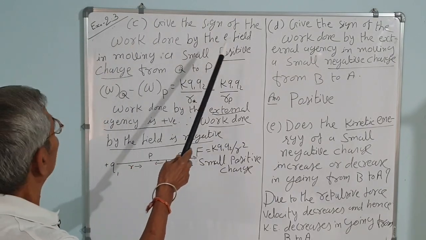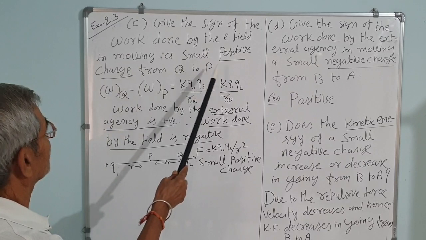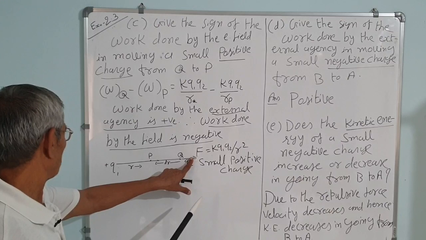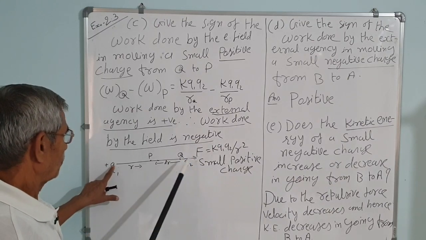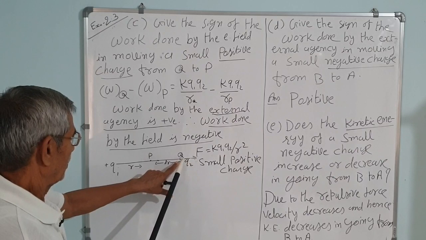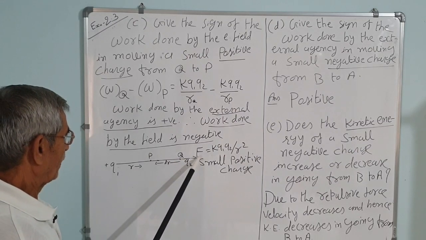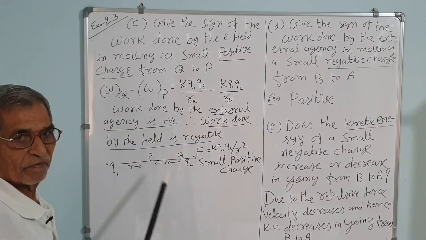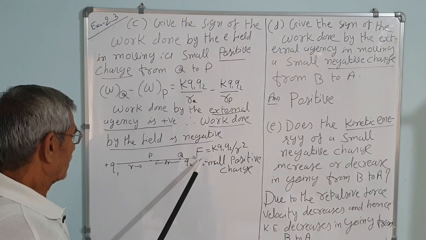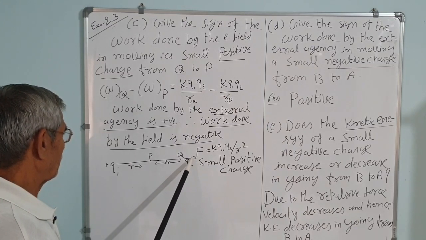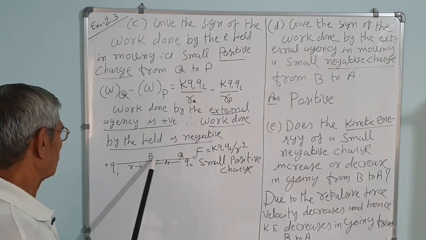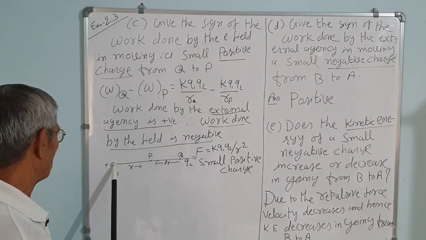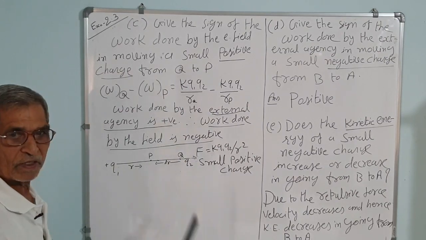Next question, give the sign of the work done by the electric field in moving a small positive charge from Q to P. You know, small positive charge, suppose Q2 is positive, Q1 is already positive, so there will be a repulsive force F in this as shown in the direction. So we will have to do the work against the repulsive force, that is of the electric field, that is negative. Work done is negative. And if we bring it slowly from Q to P, then by an external agency or external force, the work done is positive. But by the electric field of the Q1 charge, the work done is negative.